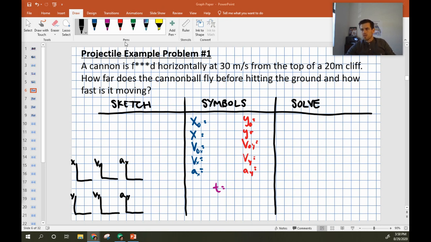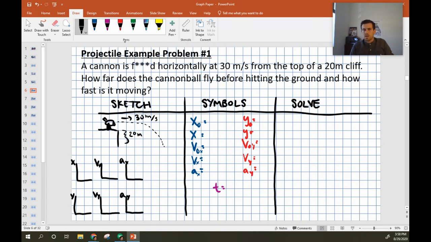So first step is we need to draw a sketch. It doesn't have to be good. I've just got my cannon. I've aimed it in this direction, and it's going to fire the cannonball along a path that looks something like that. Initial velocity is going to be 30 meters per second, and it's starting from 20 meters up. So that's some of the information.